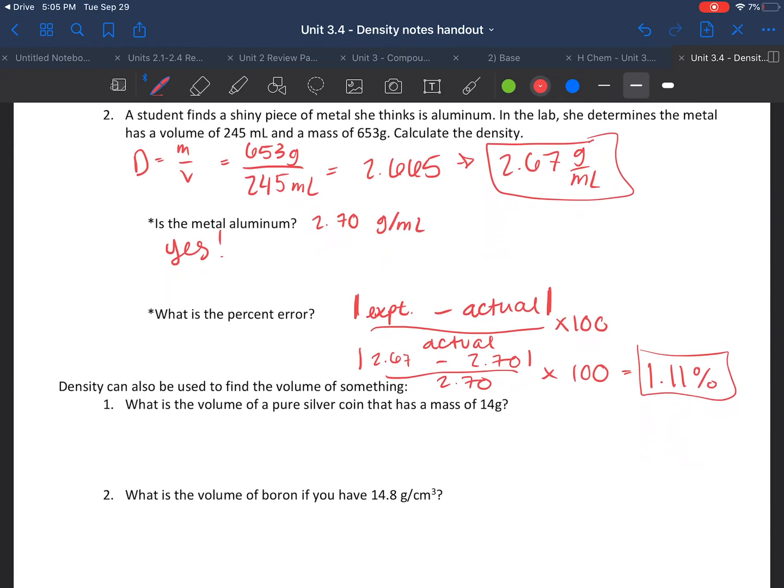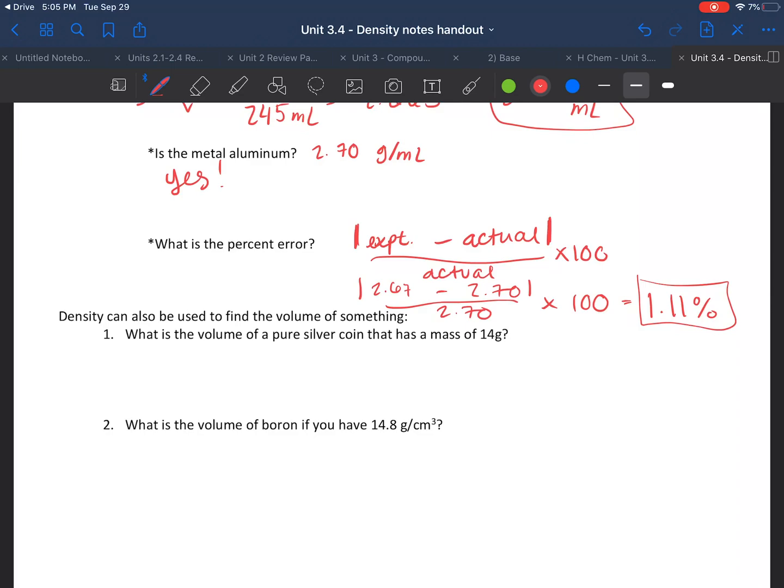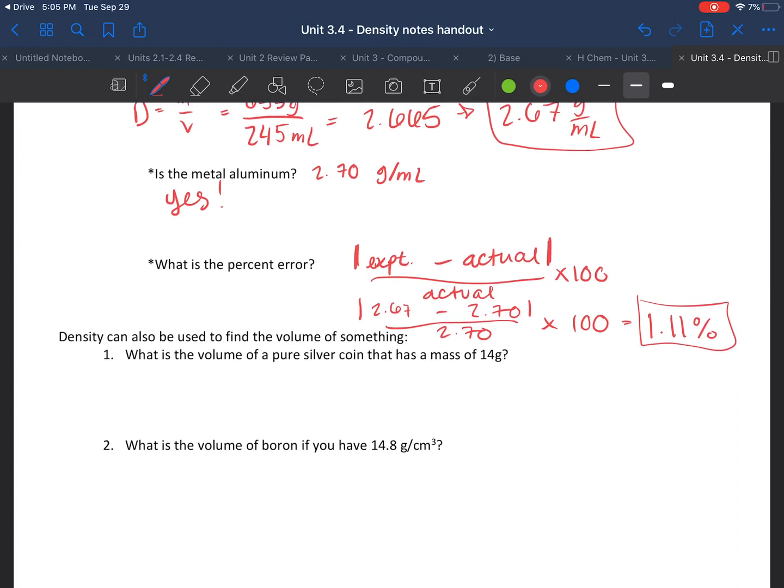Okay. And so we can also use density to find the volume of something. So density is something that we can look up for a ton of materials that are common. Just like how I knew the density of aluminum. So common materials all have a determined density that is reliable. And so in our case, we can use that to find the volume or mass of an object. So let's focus on finding the volume.